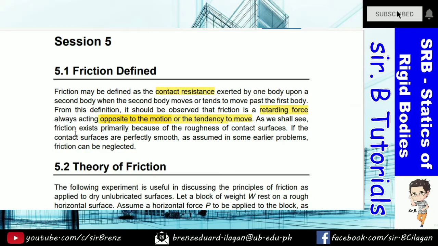And friction exists primarily because of the roughness of the contact surface. So nakadepende siya sa surface na pinagpapatungan niya, or yung second object na nag-a-act sa surface ng iyong first body na ina-analyze. Okay? So bawat material ay may iba't ibang coefficient of friction. Later on malalaman nyo kung ano ba yung tinatawag na coefficient of friction. So yan, may iba't ibang values.